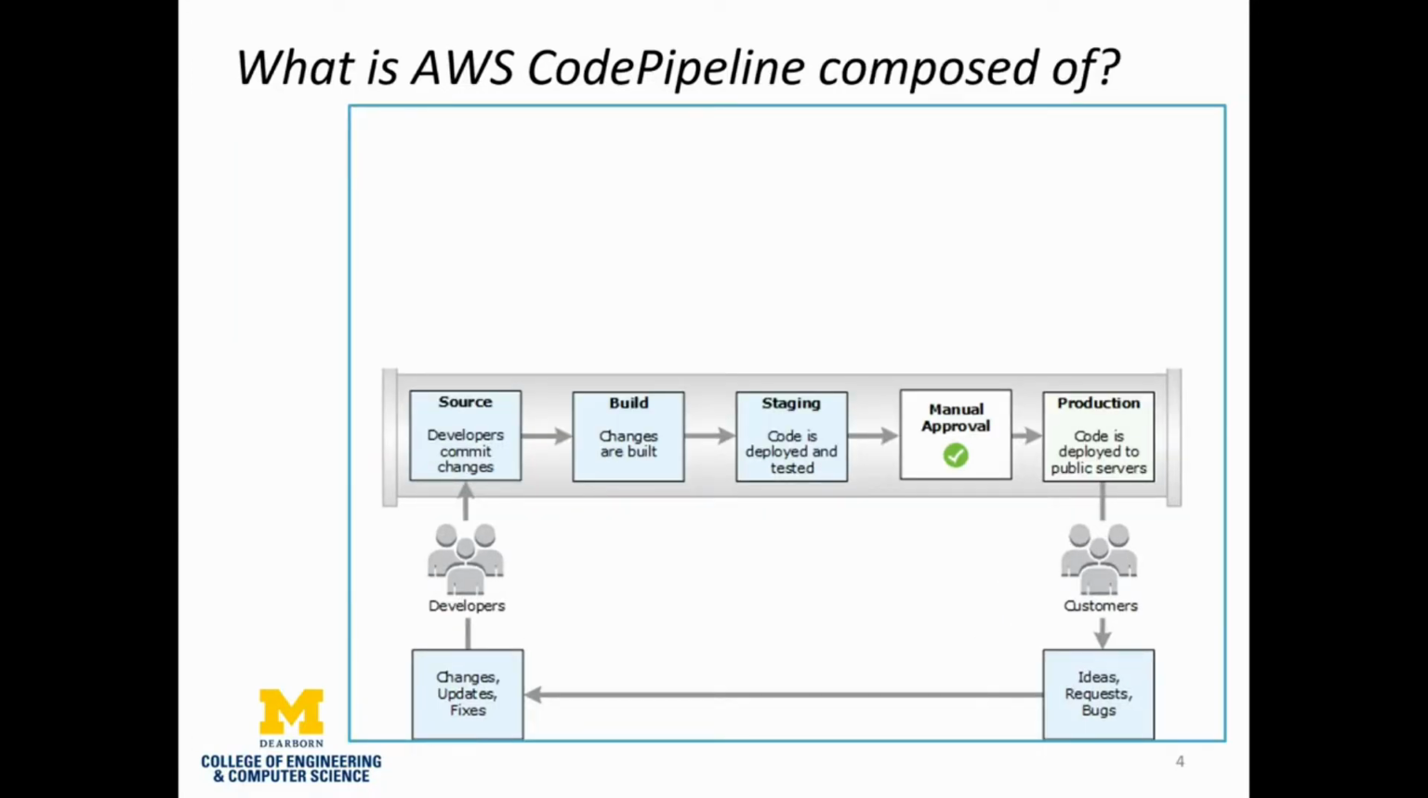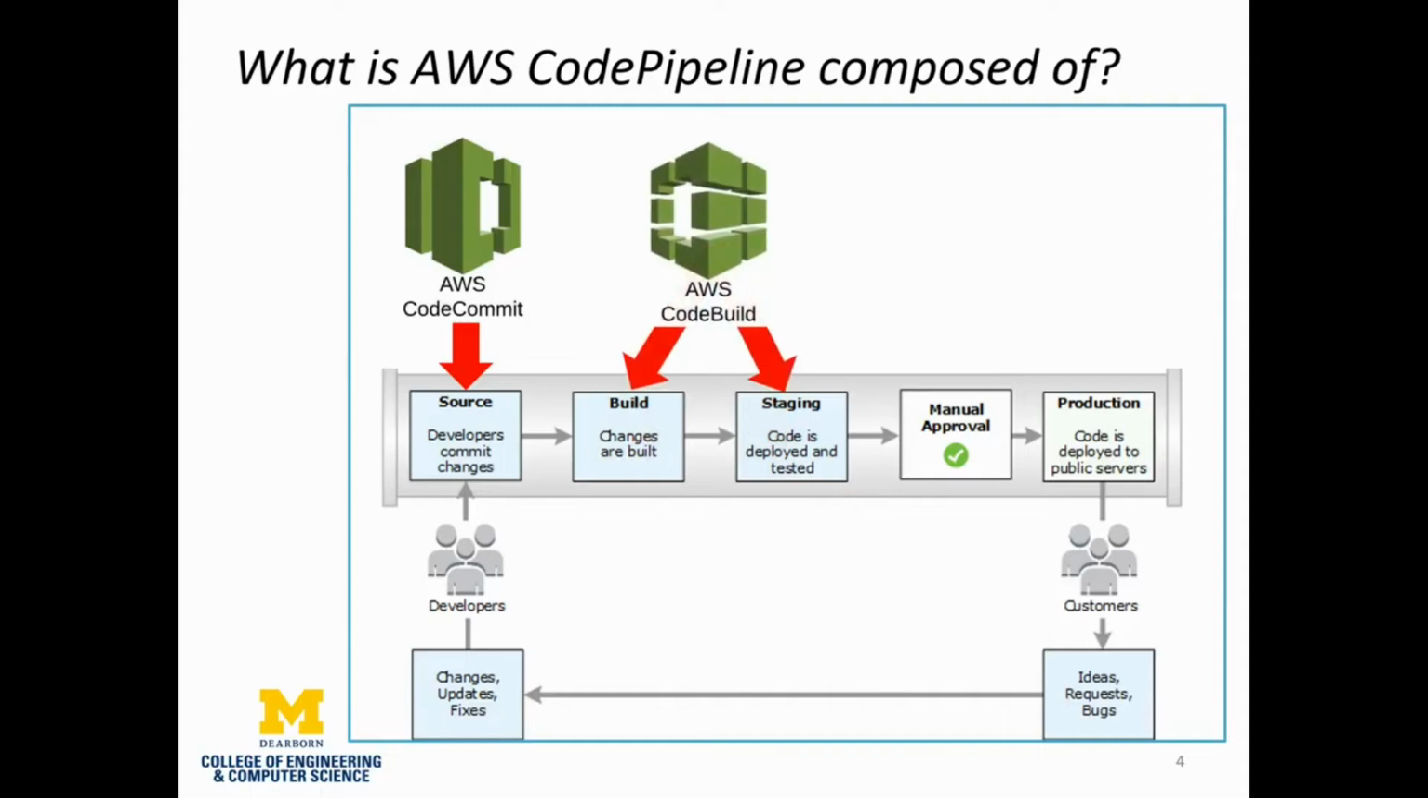So basically what happens is the source comes from AWS CodeCommit. Then the build and the staging are done through AWS CodeBuild. That will test the code for any errors, or whatever unit tests we have put into it. And production, basically the last part, is AWS CodeDeploy, which is used to deploy the code.